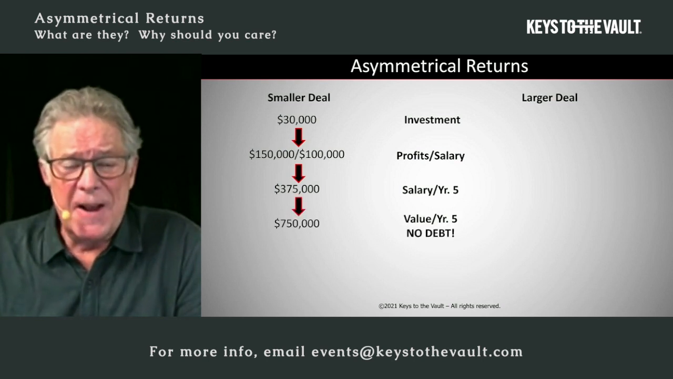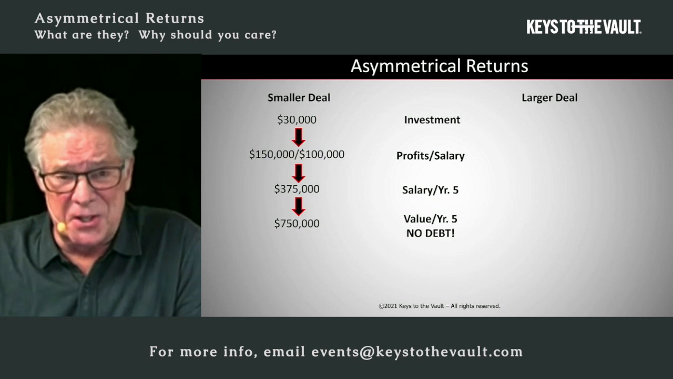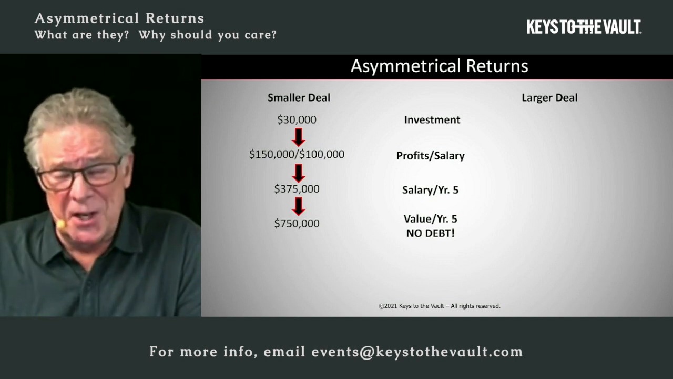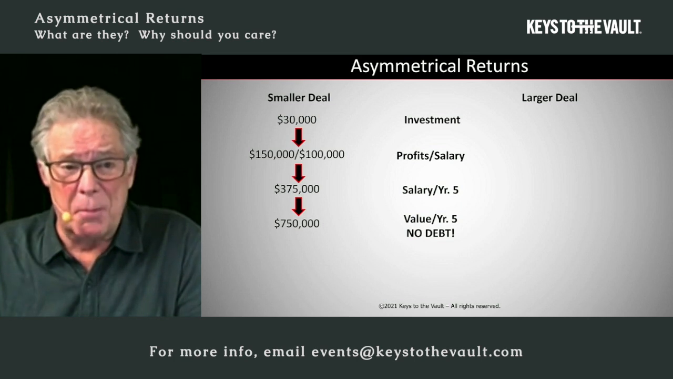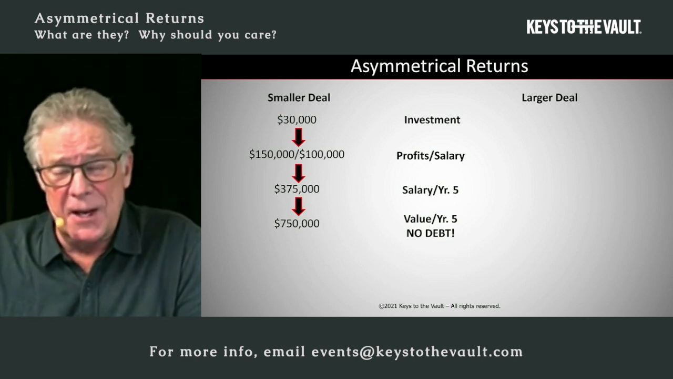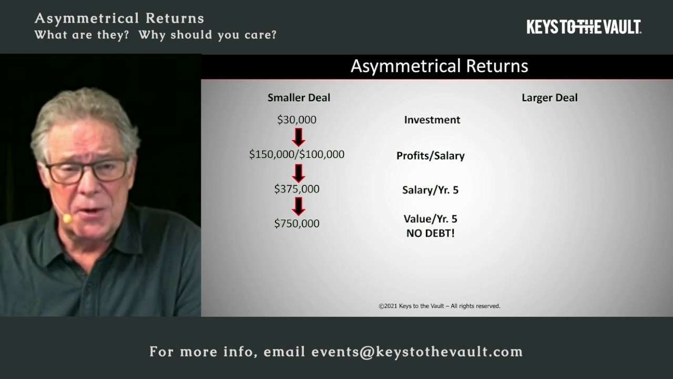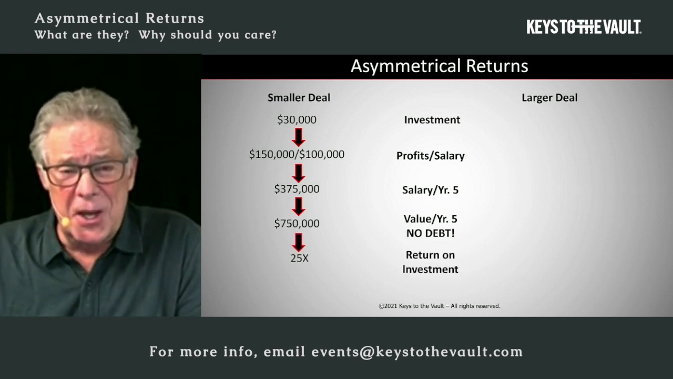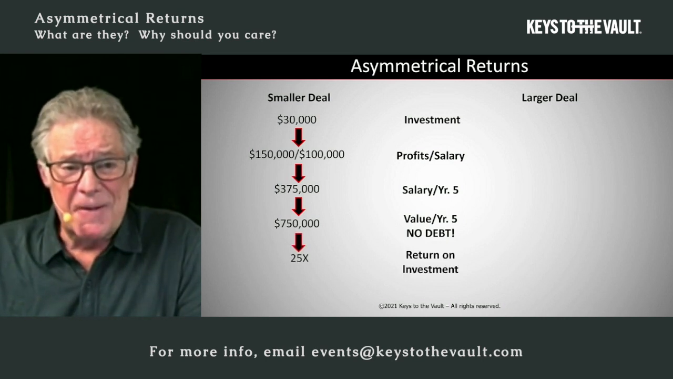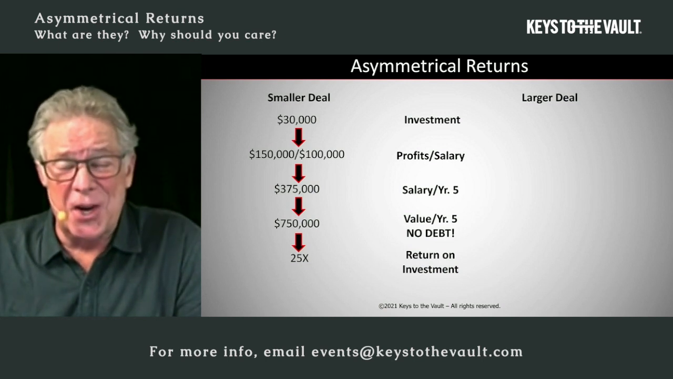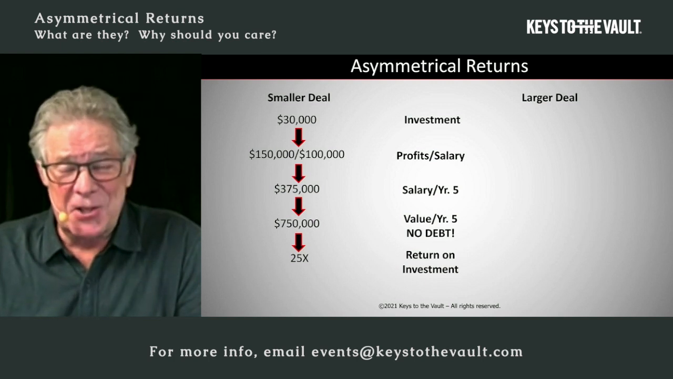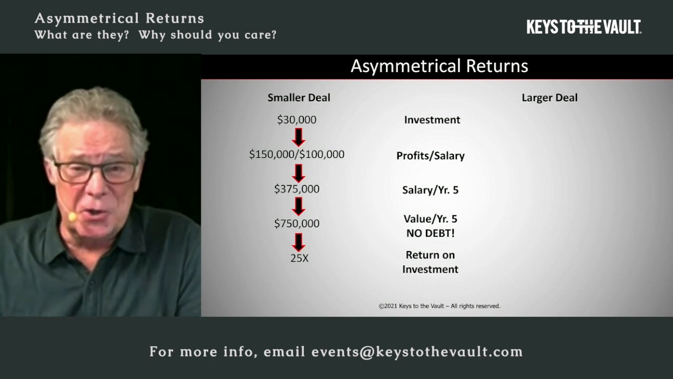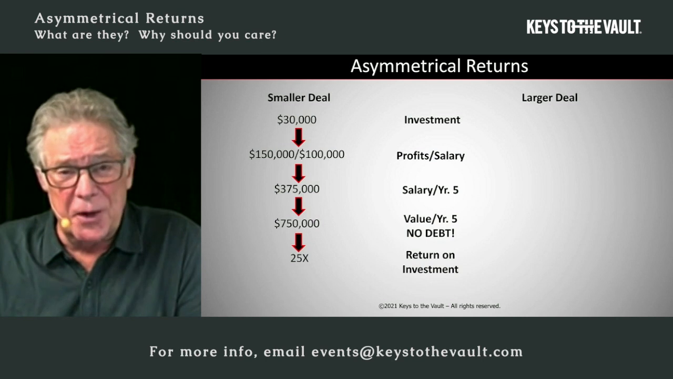And if you decided to sell the business at that point, this business that you bought with $30,000 of your money would be worth roughly $750,000. So if you think about asymmetrical returns, that's about a 25 times multiple on your original investment. That's an asymmetrical return: very small investment, relatively low risk, very high return.